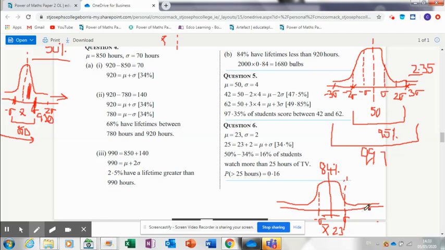So more than 25 hours a week is you take 84 from 100 and you get 16%, which as a decimal is 0.16. 16 over 100. Okay, so that's the approximate percentage of students who watch more than 25 hours per week. If a student is selected at random, what's the probability that he or she watches more than 25 hours per week? Well, it's 16%. So 16% as a decimal is 0.16.